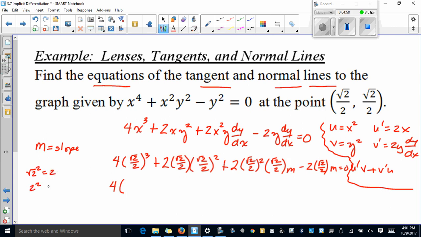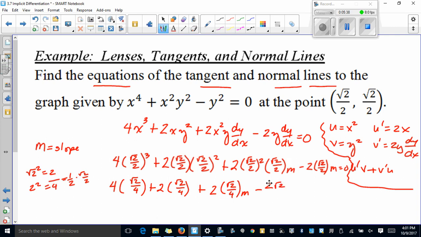But it's 1/2 times square root of 2 over 2, which is going to give me, in the end, square root of 2 over 4, plus 2 times square root of 2 over 4, plus 2 times square root of 2 over 4 m minus, and since everything else is kind of left in there, I'm going to keep this one here, 2 square root of 2 over 2, we'll have to fix that one, m equals 0.